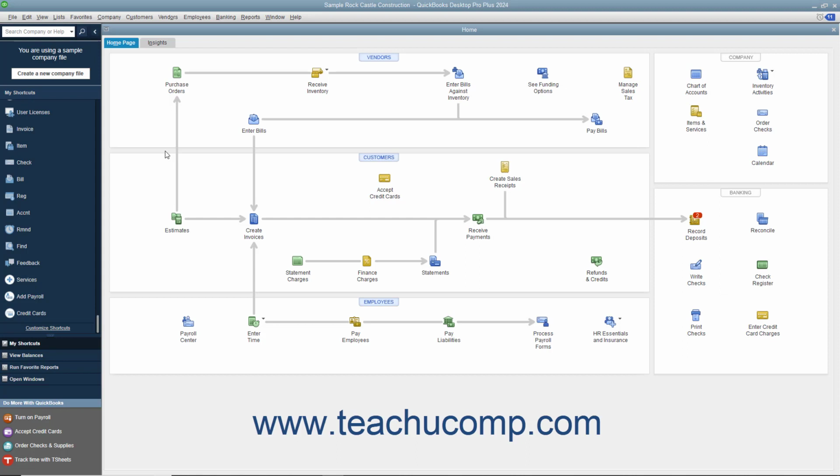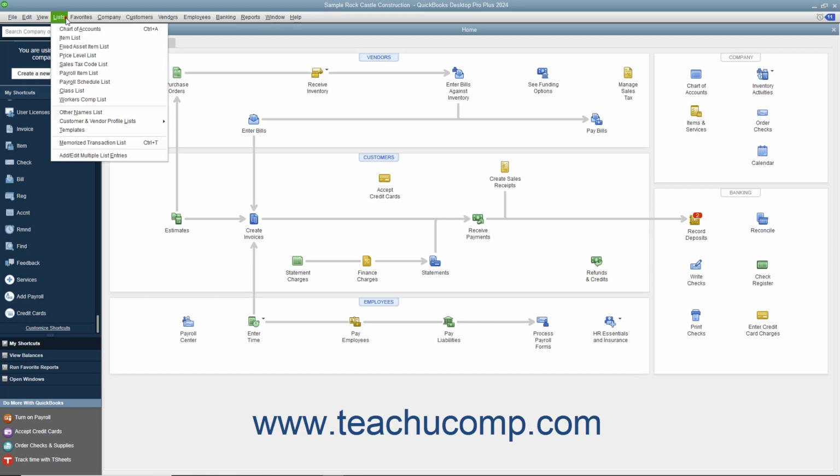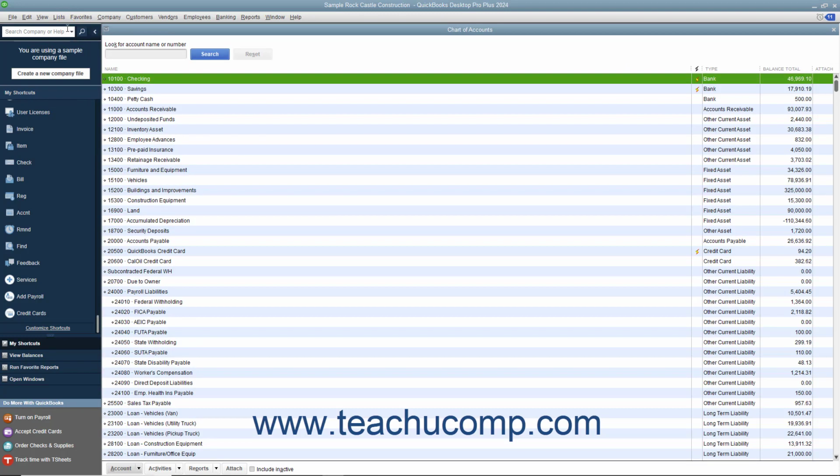Although you do not have to be fluent in accounting terminology to understand QuickBooks, it is necessary to have a basic understanding of some accounting concepts before entering information into the program. The first concept to discuss is the chart of accounts. A chart of accounts is a listing of all the accounts used within your company file. You can open the chart of accounts by selecting Lists, Chart of Accounts from the menu bar.